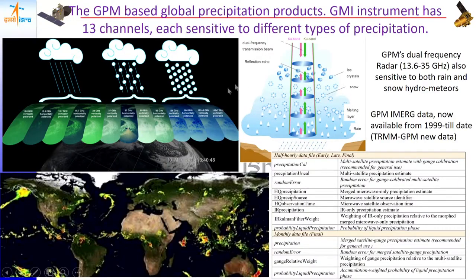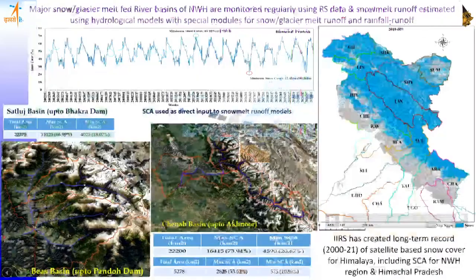So this is just an example of the precipitation which I have discussed earlier, and all this data is freely available. There are three runs: early, late, and final. Early you will get within a few hours, late you will get in 24 hours, and the final you will get after a few months. So you can process this data as per your need.